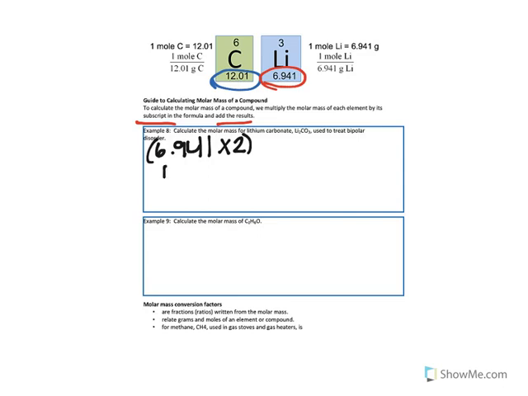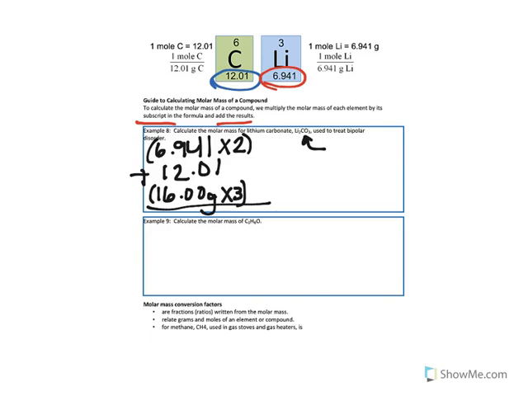1 carbon weighs 12.01 grams per mole. We only have 1 carbon in this formula, so we don't need to multiply this by anything. Oxygen. If you look at your periodic table, oxygen weighs 16.00 grams per mole. There are 3 oxygens, so we need to multiply this by 3. To determine the molar mass, we add everything up.